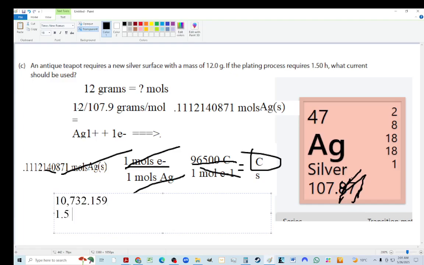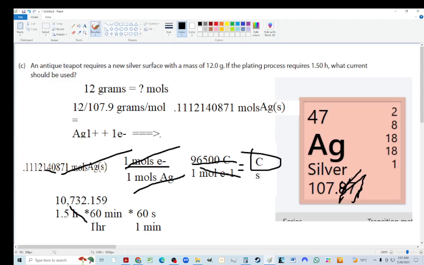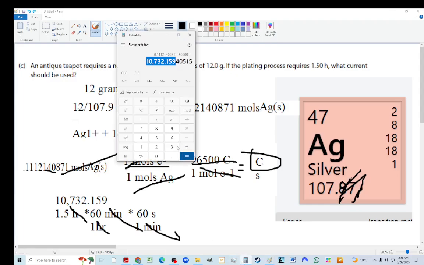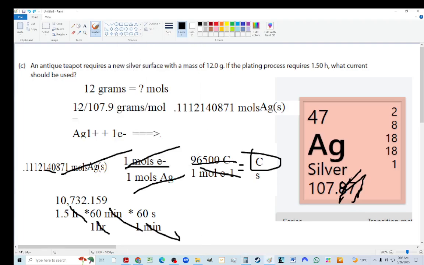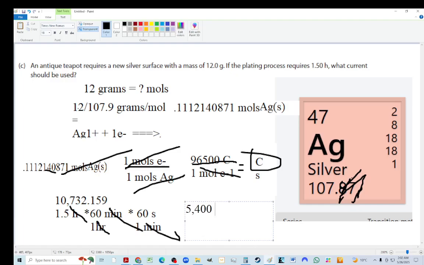Now we need to figure out how many seconds is 1.5 hours. So we have to multiply by 60 minutes per every 1 hour, and then multiply by 60 seconds for every 1 minute. This way the word hours cancels out, and the word minutes cancels, and we're left with seconds. I know 60 times 60 is 3,600, so times 1.5 will be 4,800, I believe. Oh, way off. That's right, because it's 1,800 plus 3,600. There we go. So it's this many seconds.